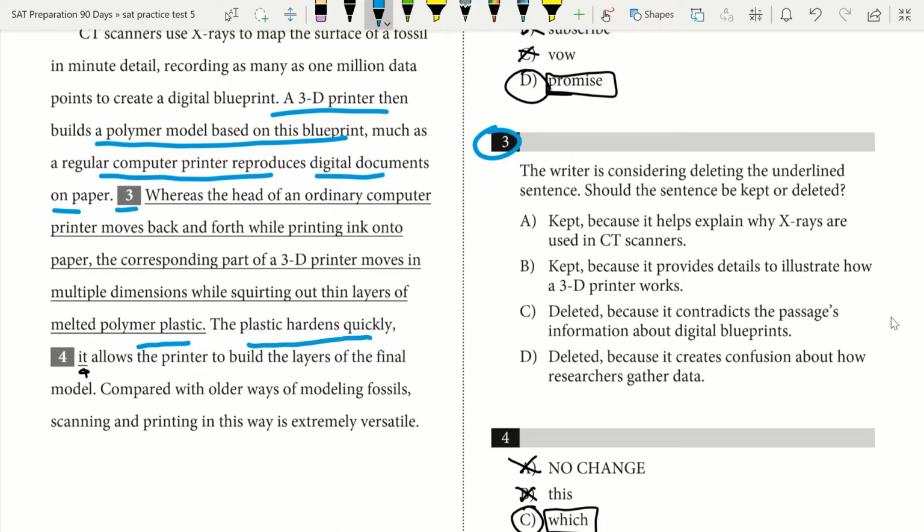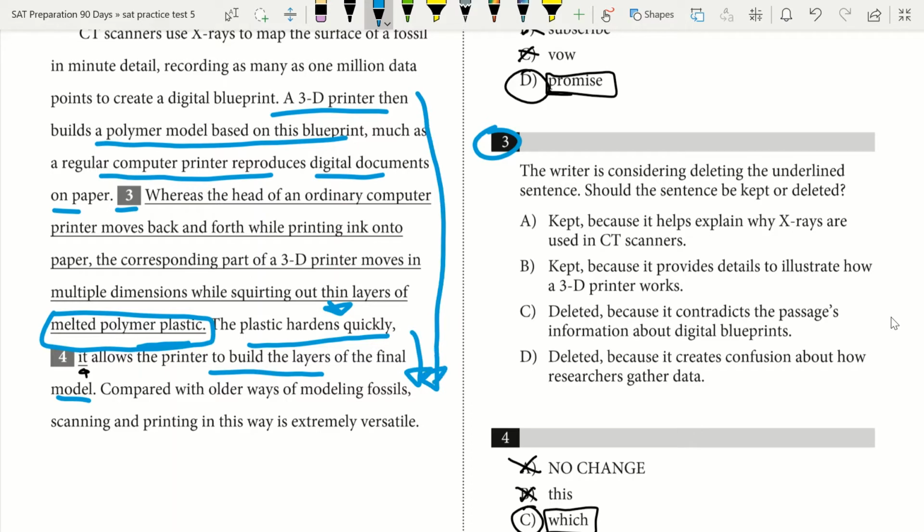Then we have the plastic hardens quickly, right? So we just talked about melted polymer plastic, and I see my next sentence talks about plastic hardening quickly, allowing the printer to build the layers of the final model. Okay, so that's more and more expansion on how a 3D printer works. Now, if we were to remove sentence 3, we'd be interrupting and not having the whole story behind how a 3D printer works. We would be removing pretty much, it looks like a third of this description, at least a third, maybe even a half of the description of how a 3D printer works. And that's what this discussion from here all the way down is about. It's about how that 3D printer works.